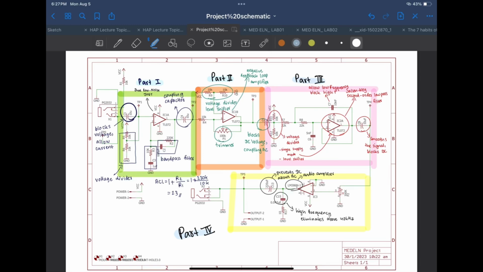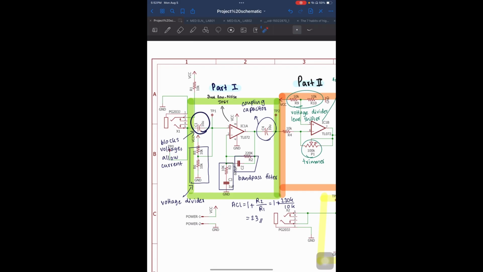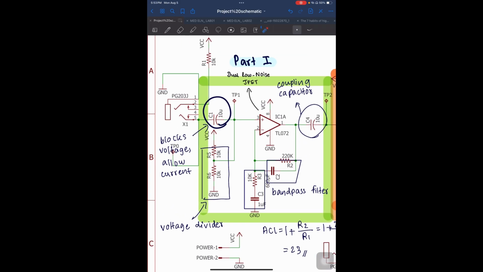There are 4 stages to this circuit, each serving a specific function. Let's go through each stage step by step. For stage 1, we will start with the preamplifier using the TL072 IC1A, which is a dual low noise JFET input general purpose operational amplifier. This preamplifier boosts the signal from the transducer to a level suitable for further amplification.